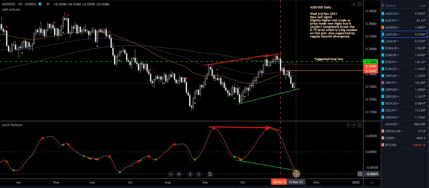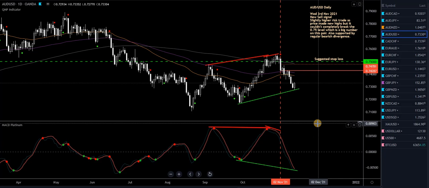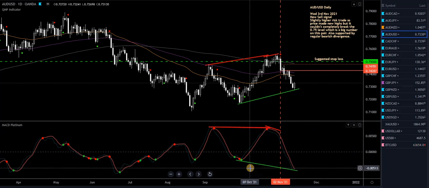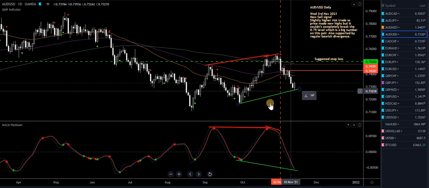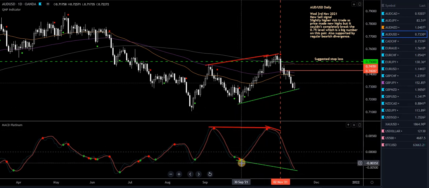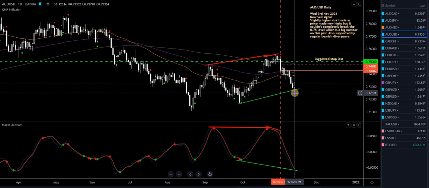Look, the MACD pattern is a fair way below the zero level. Remember, it always oscillates to the zero level. We've got a lower low on the MACD Platinum and a higher low on price. So that's typical hidden bullish divergence, potentially.